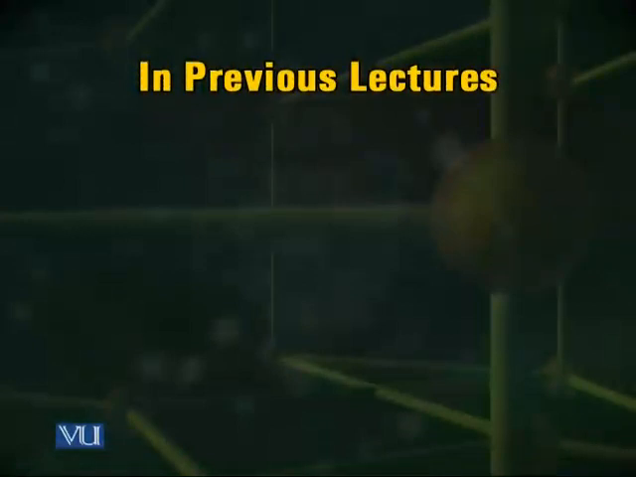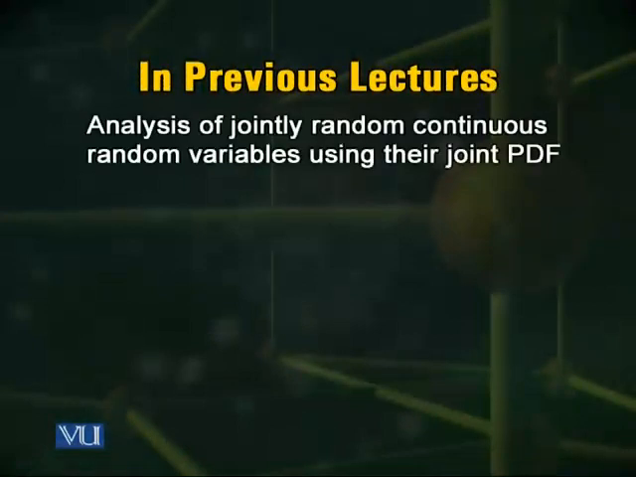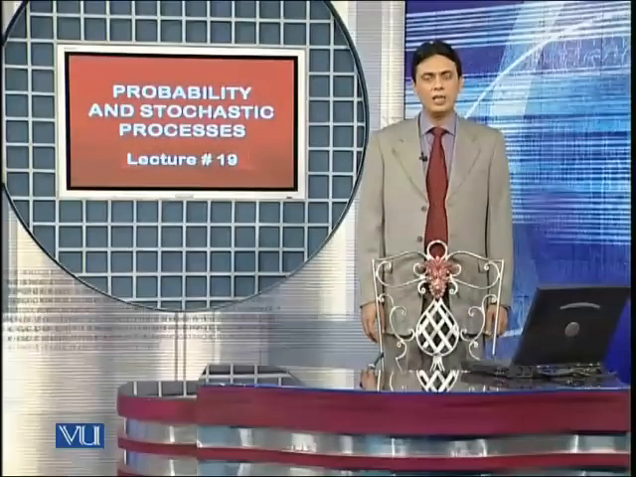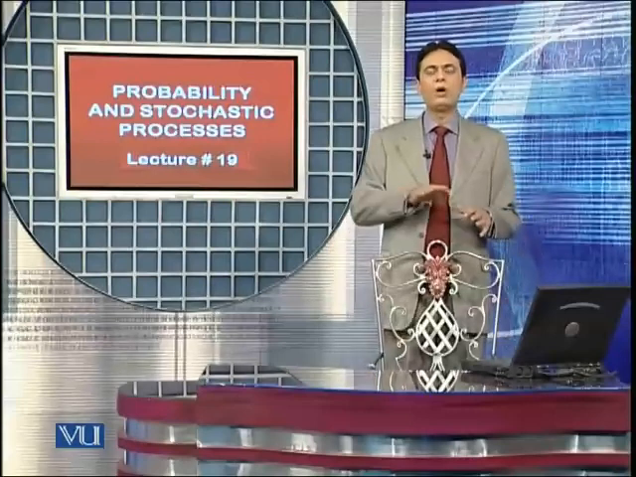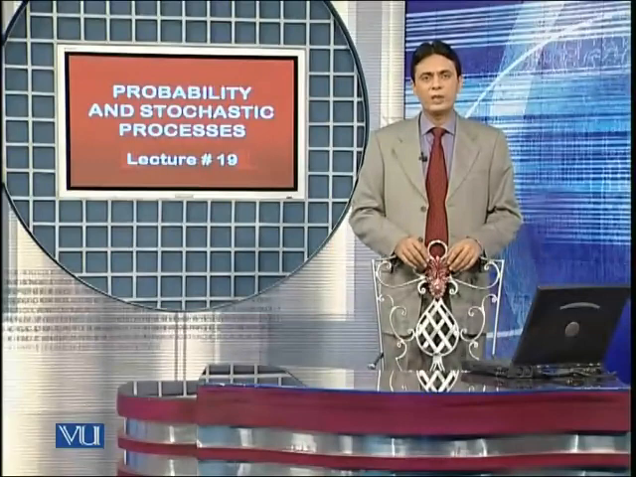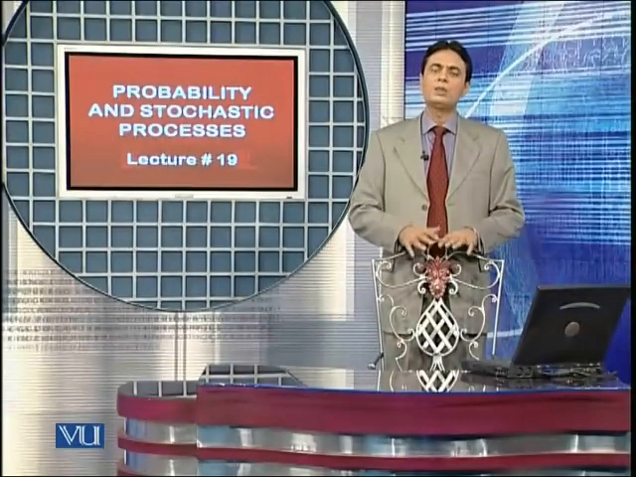In preceding lectures, we have been analyzing the behavior of a pair of continuous valued random variables, and this analysis was done through processing of their joint probability density function or PDF. This joint PDF is usually a terrain, a surface of variable height defined over a region of xy plane or possibly the whole of xy plane.